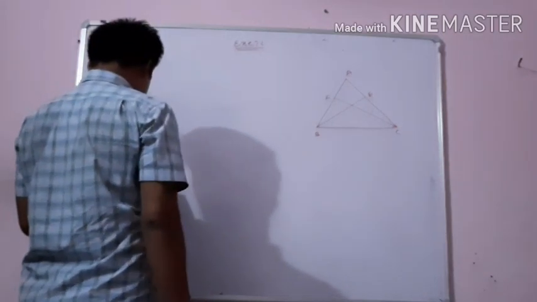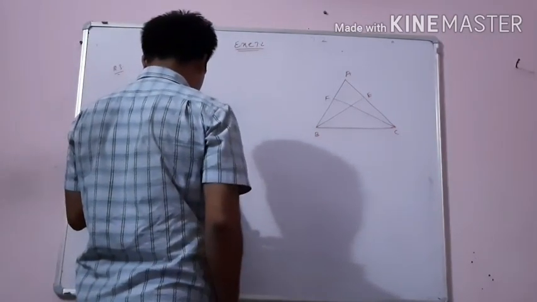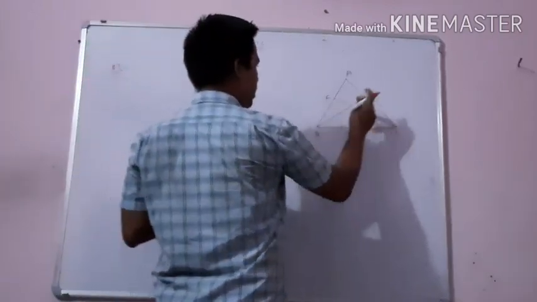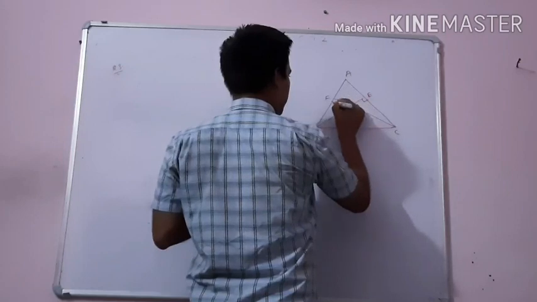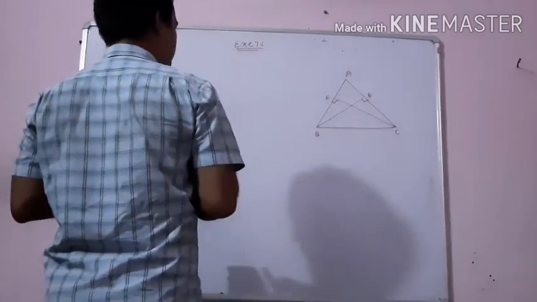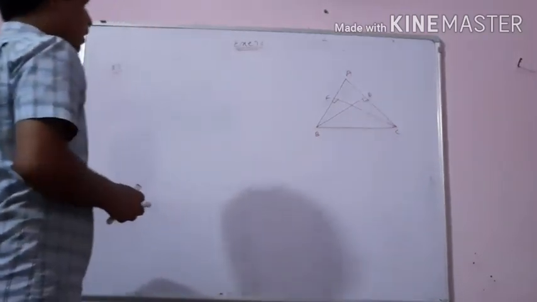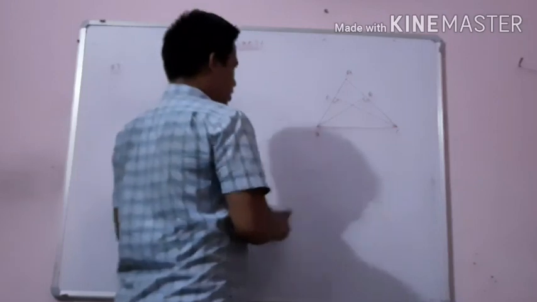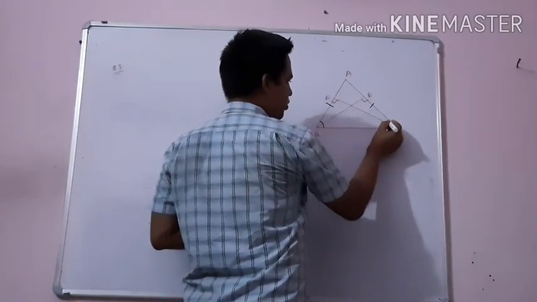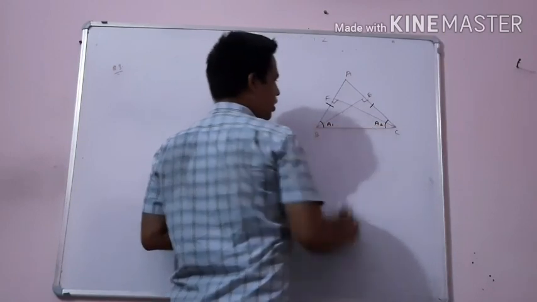The altitudes are drawn to the equal sides respectively, so that the altitudes are equal. Now what we have to prove is that BE equals CF. This is an altitude, this is 90 degrees. Now listen, triangle ABC is an isosceles triangle, which means this side and this side are equal, so this angle will be equal to this angle, A1 and A2.